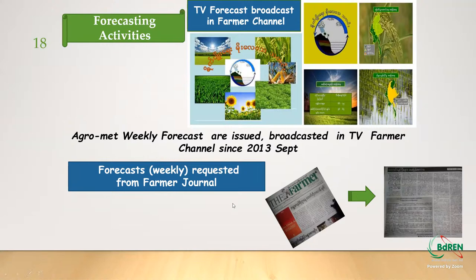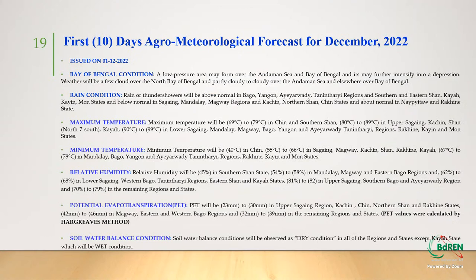For the 7-day forecast, we disseminate it to the Farmer Channel, and they also upload the data on the internet. We can find it easily on the internet. This year, we issue the 10-day agrometeorological forecast in the newspaper, like our public newspaper. We can find it easily in the newspaper; every decade we issue the agrometeorological bulletin.